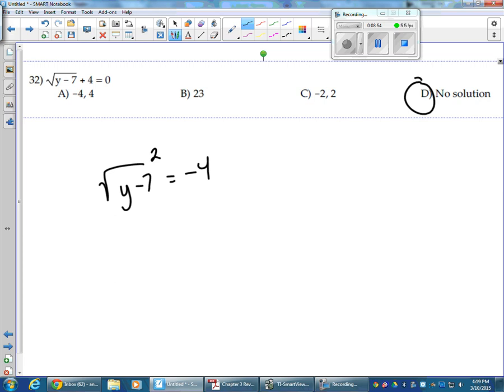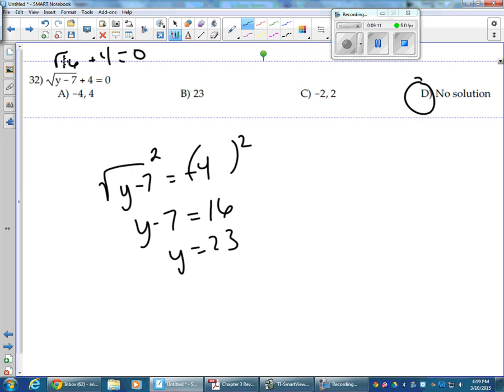So if I were to square both sides, here's what would happen. I'd get y minus 7 equals 16. Add 7, you get 23. Well, plug it back in, 23 into this problem. Square root of 23 minus 7, so that'd be the square root of 16 plus 4 is equal to 0. And that's not true, because that'd be 4 plus 4 equals 0. It doesn't work. You can't have a square root equal to a negative. So my answer here is no solution.